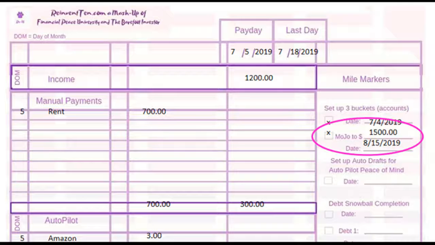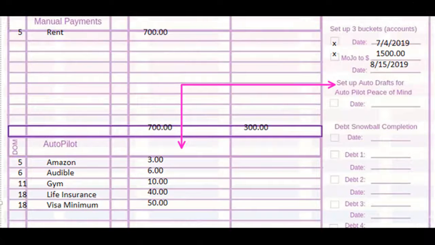So for me, that savings threshold is $1,500, but you can go to $2,000 if you have children or a spouse with champagne taste on a beer budget.